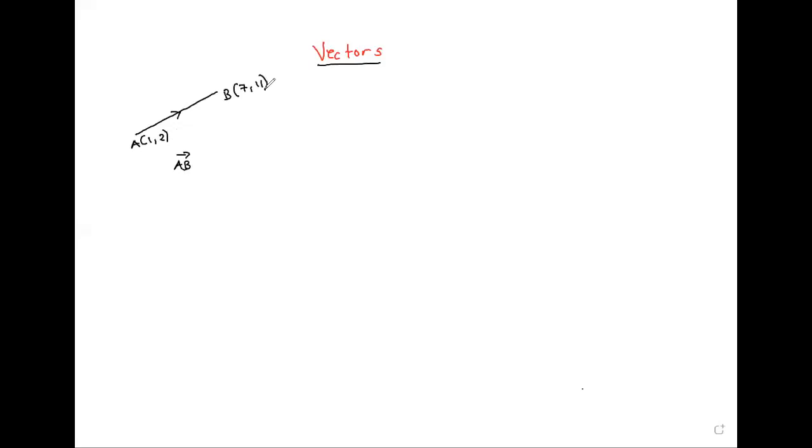For you to find the vector AB, you say 7 minus 1, and then 11 minus 2. And this vector can be written as 6, 9. You can as well write it as 6i plus 9j.